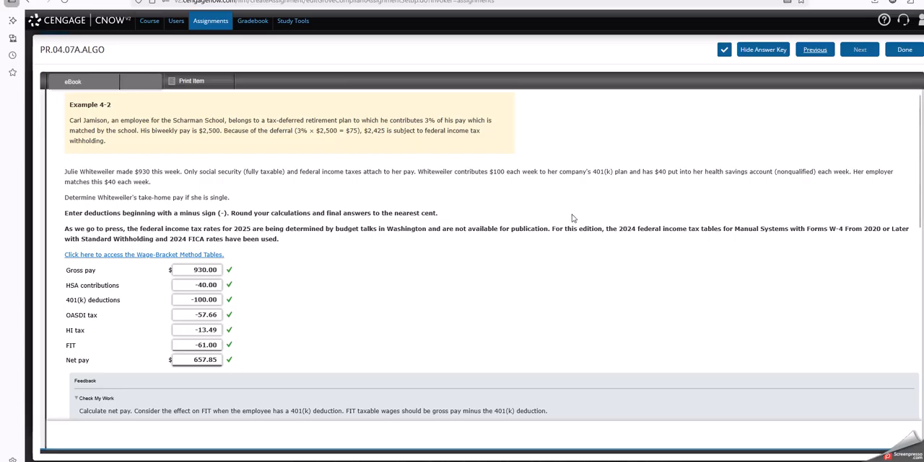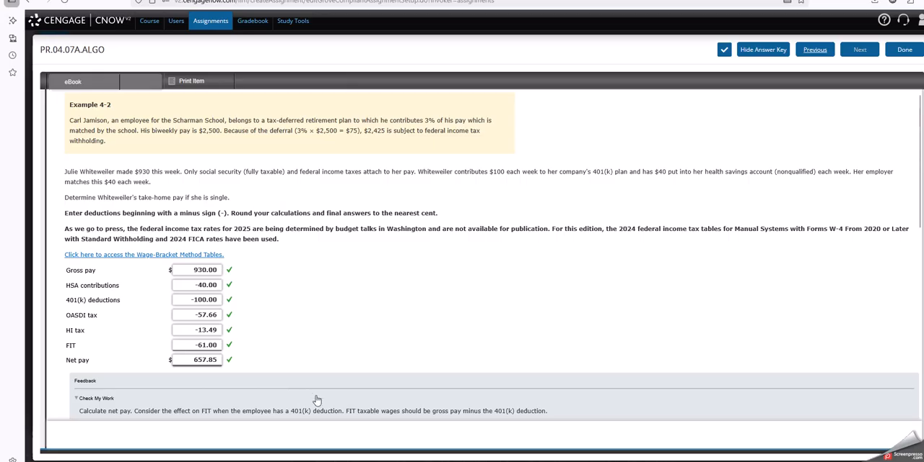It is. It's correct. So be careful of that wording, because when I went through the PowerPoint, health savings accounts can be deducted so you don't pay federal income tax, but they have to be part of the cafeteria plan. So the fact that this one says non-qualified means it's not. But the 401k is still deducted. Her Social Security is going to be on the whole 930. So 930 times 0.062 gives us $56.66. Medicare is also fully taxable, so 930 times 0.0145, and that's the $13.49.